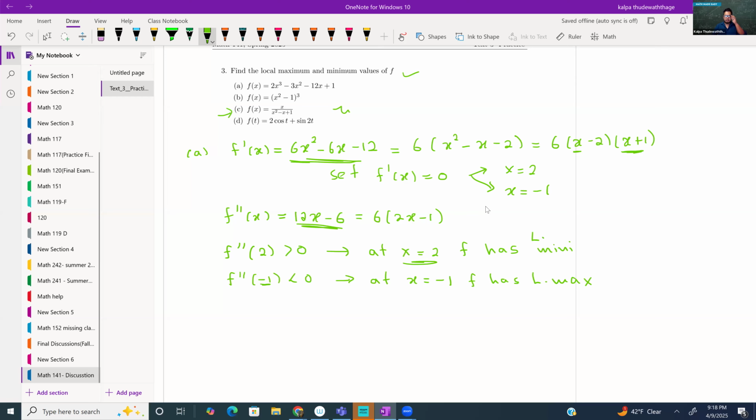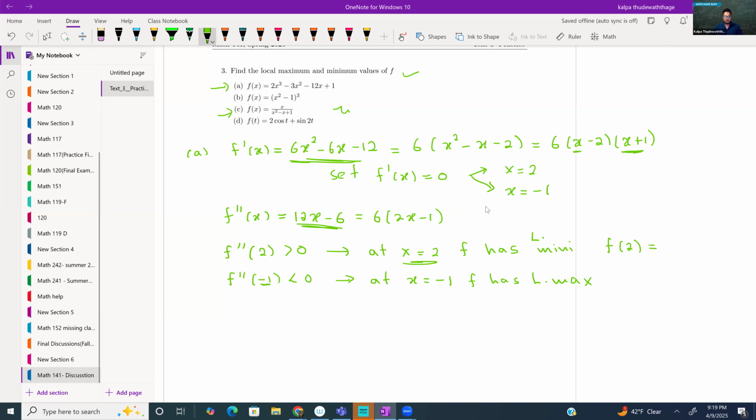This is the place the minimum happens. If you really need to find the minimum value, you need to go ahead and plug the 2 back into the function, but you don't need to do that, especially when you are taking the test. It takes a lot of time. It's enough to tell where the minimum and maximum occur.